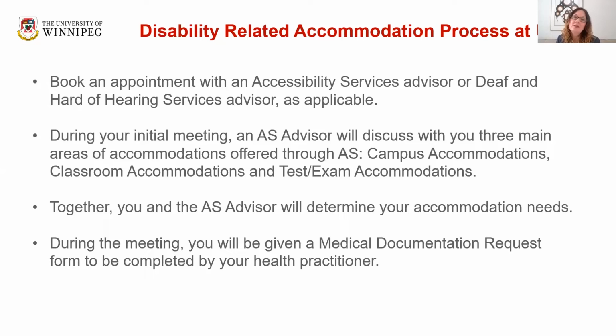And during that initial meeting, the AS advisor will discuss with you the three main areas of accommodation offered through AS. So that could be campus accommodations, classroom accommodations, and test/exam accommodations. And then together, you and the AS advisor will determine your accommodation needs. During the meeting, you'll also be given a medical documentation request form that would then be completed by your health practitioner.